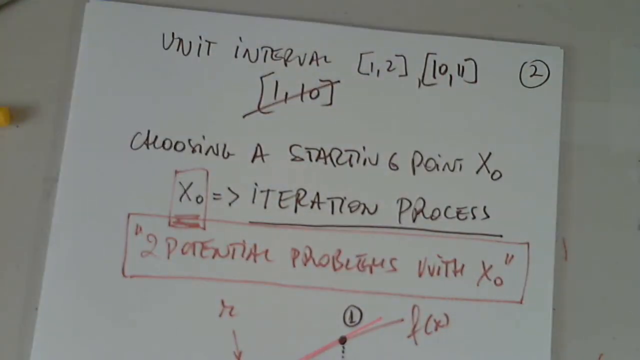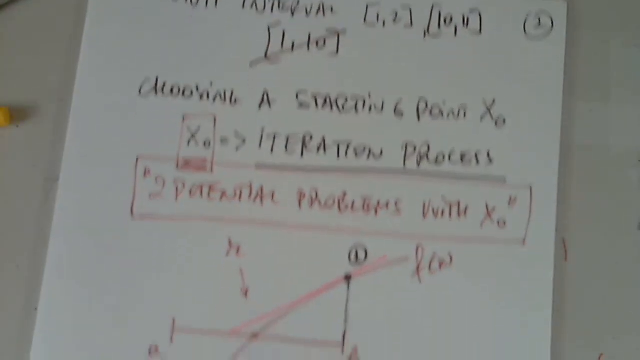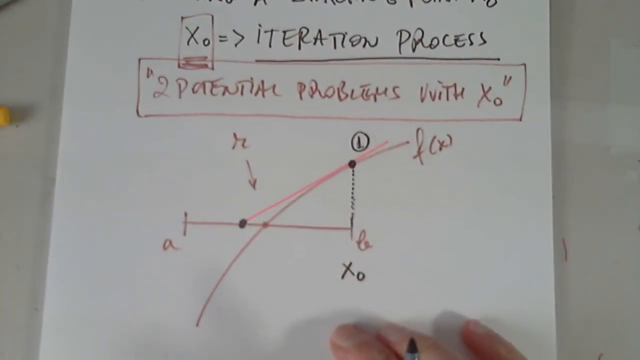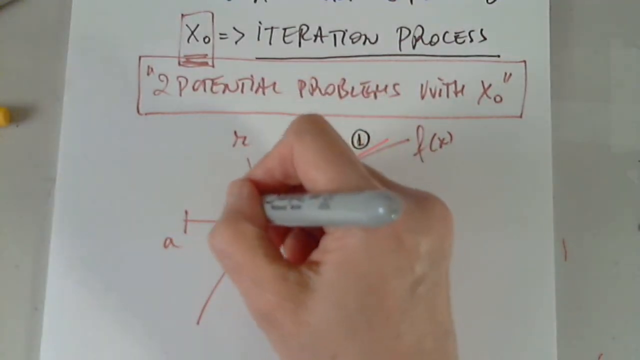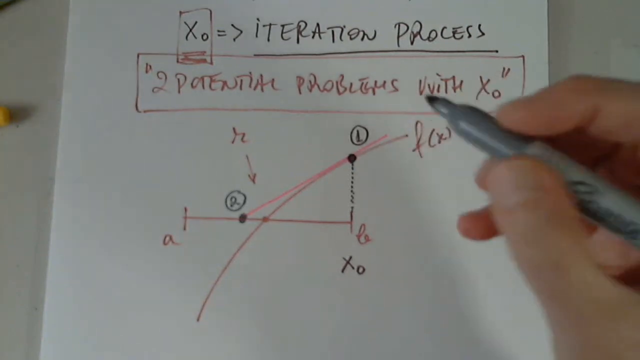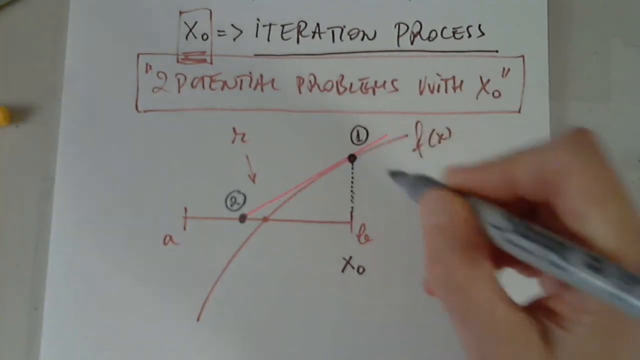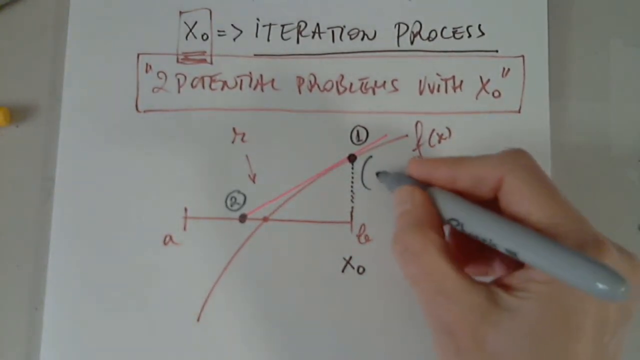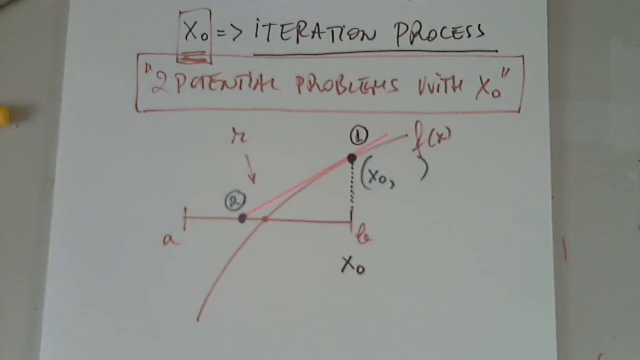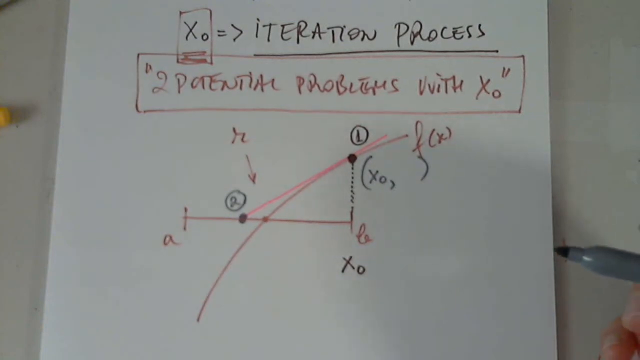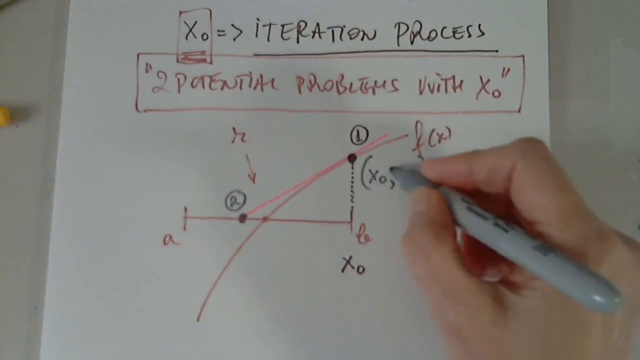And the tangent at point 1 will cross the x-axis at this point. I'm going to call this point number 2. Before I get any further, I would like to identify the coordinates of this point. Can anyone give us the coordinates of this point? Yes, the x has to be x sub 0. But what is the y coordinate of point 1? f of x0, of course.